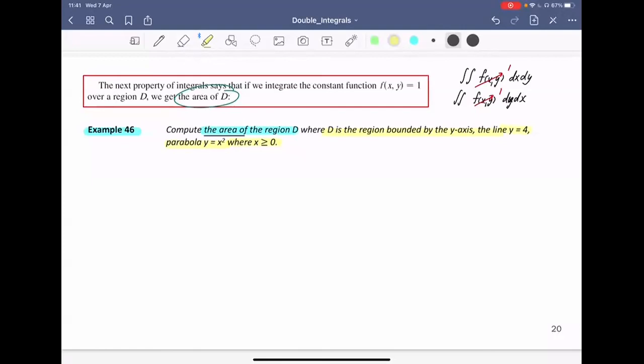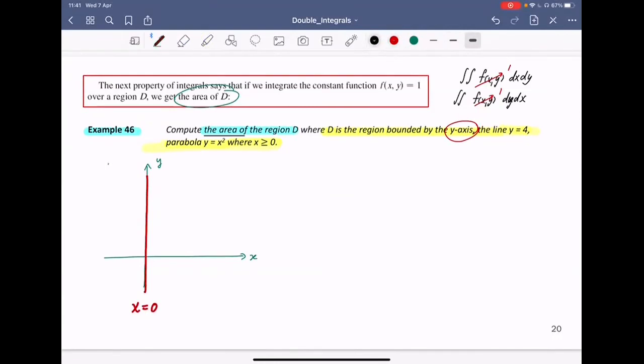Well, we're gonna do this problem. We're gonna find the area of the region D, where the region D is bounded by these given lines. First of all, we're gonna draw the region D together. This is the y-axis, this is the x-axis. The equation for the y-axis is x equal to 0.